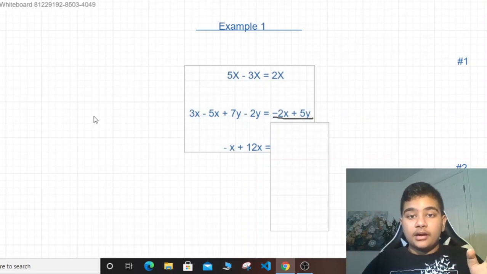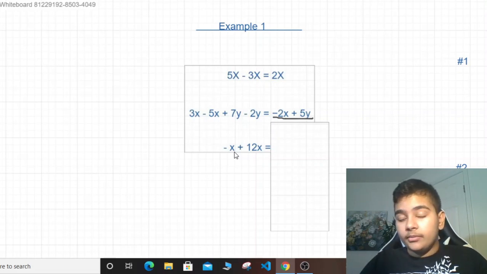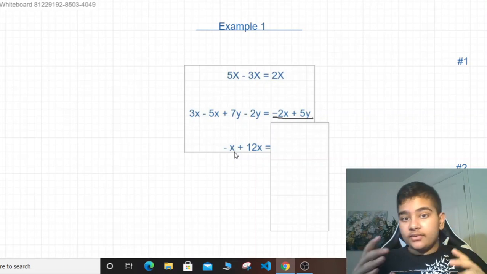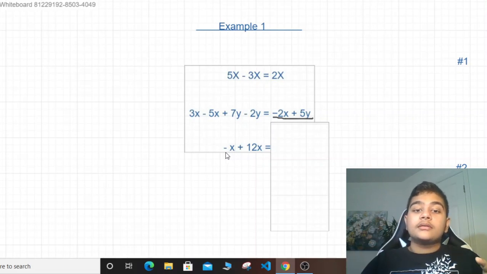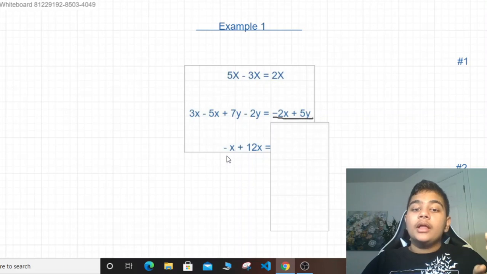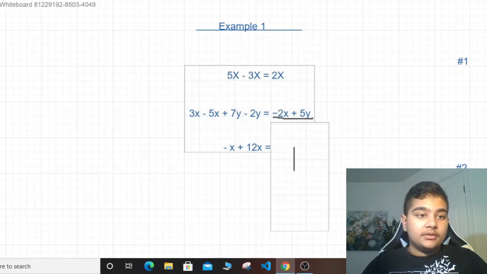So let's look at our final one, our third example, negative x plus 12x. So as I said before on the lessons on variables video, if there is no number in front of the x, there is an imaginary one, so it's a negative. Since both of them are the same variable, we don't have to care about the variable. We can just do negative 1 plus 12, which will leave us at 11x.